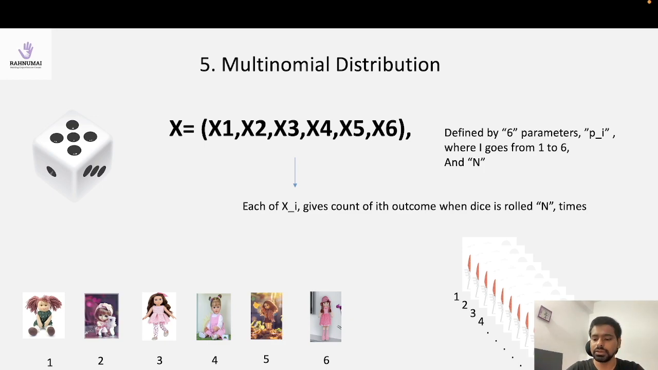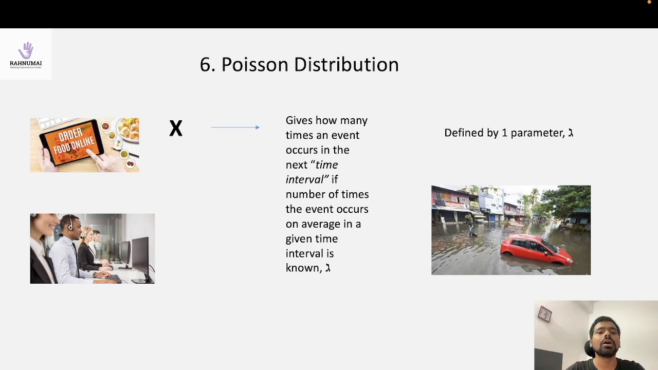Let's get to the next distribution, Poisson distribution. Again, the Poisson distribution gives you a count of occurrences of some event. Basically it gives you, on average, how many times a certain event occurs. For example, suppose this is Swiggy. Swiggy is interested in knowing how many orders will come in the next 1 hour, because accordingly it can keep the number of delivery partners.